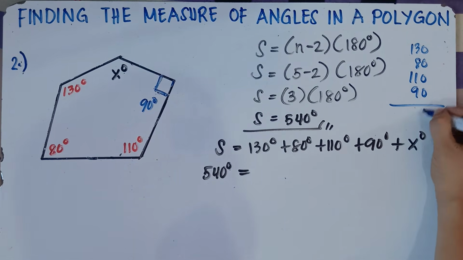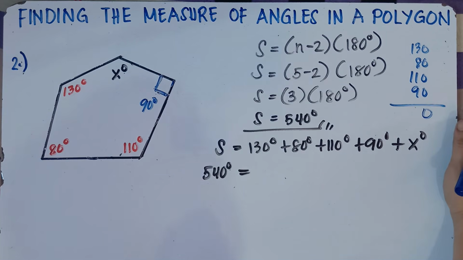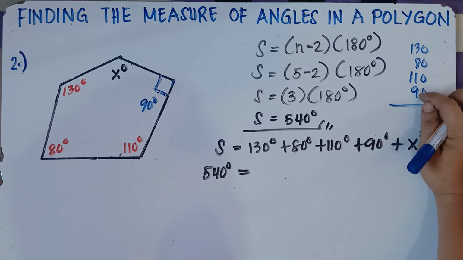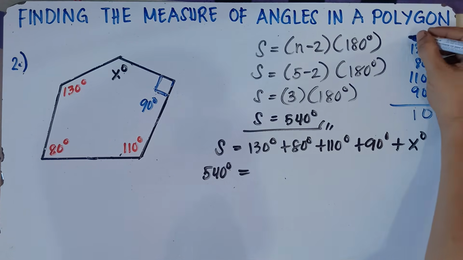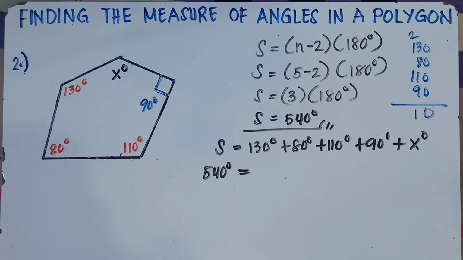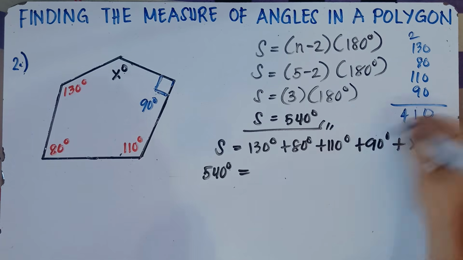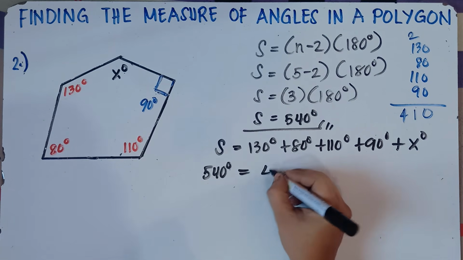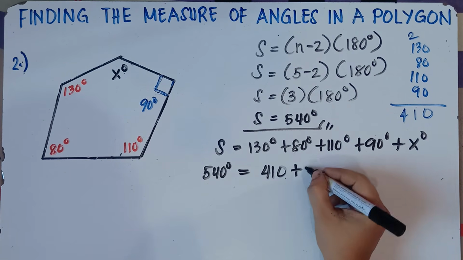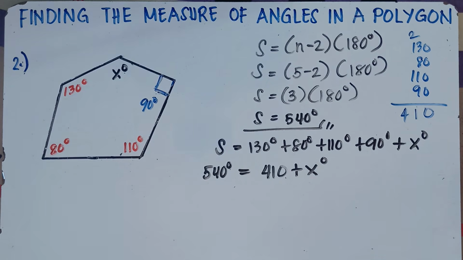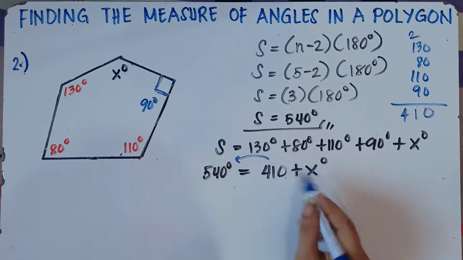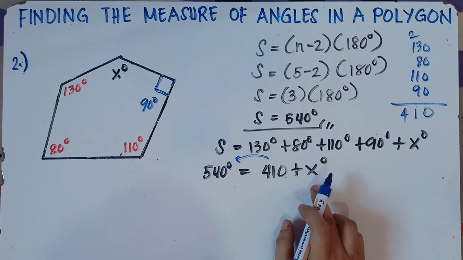So 0, bring down 0. 3 plus 8 is 11, plus 1, that's 12, plus 9, that's 21. 1, carry 2. 2 plus 1 is 3, plus 1 is 4. 410. So therefore, this is 410 plus X degrees. So to get the value of X, class, we can just simply transpose 410 from right to left so that the remaining equation will be only X.